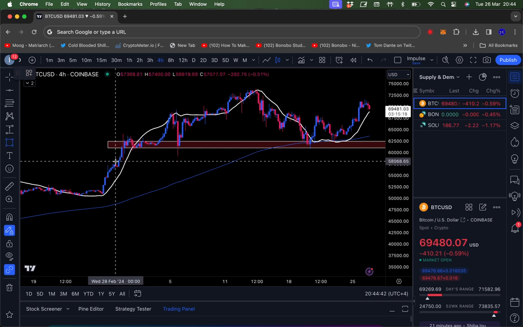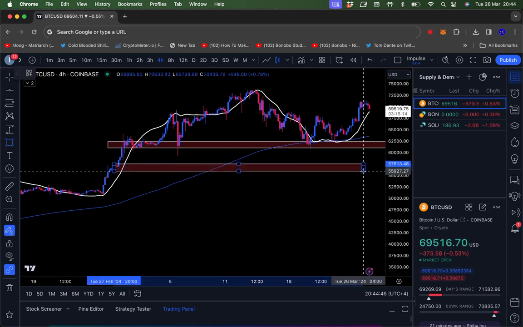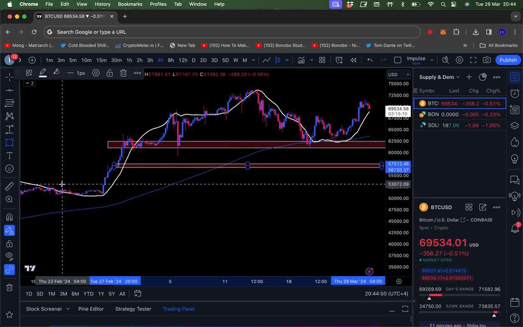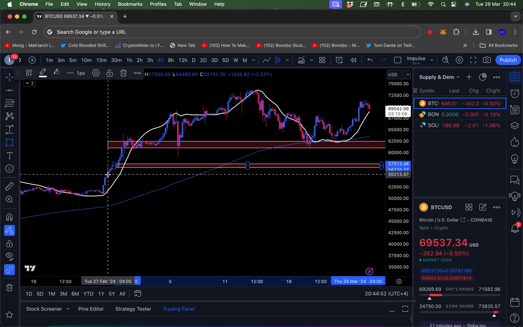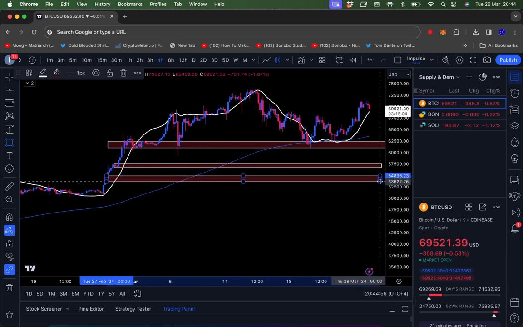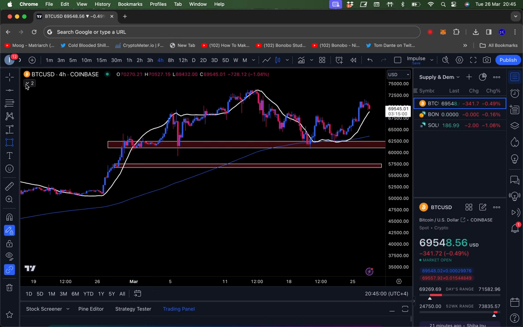Some other demand areas on BTC currently, which you could base some trade ideas off, would be these ones between 56K and 57K, and then you have 55K here, which we could fill if we get a very aggressive nuke. But that's yet to be seen.